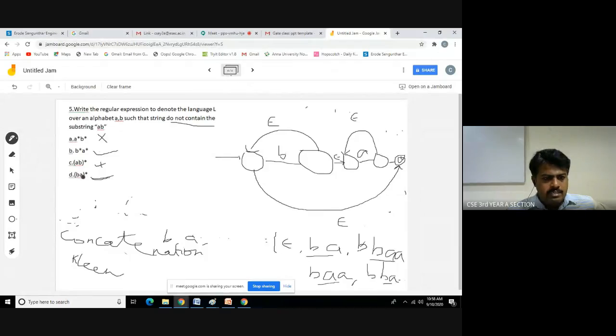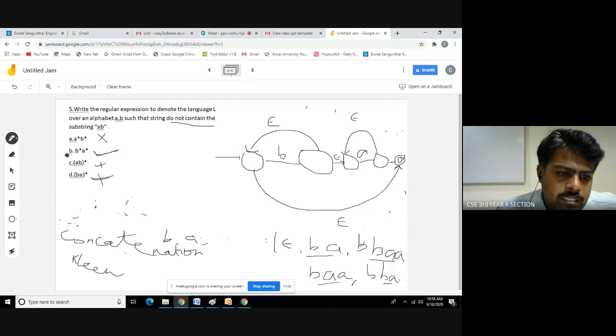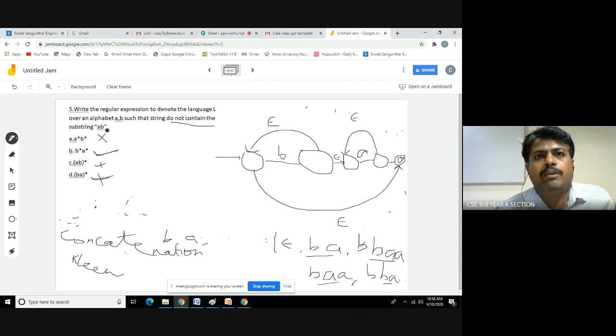Okay, (BA)* is not the right answer. While we consider (BA)*, this is not the correct answer. The correct answer is B star A star. In this B star A star, there is no substring AB. I hope everyone can understand this one.